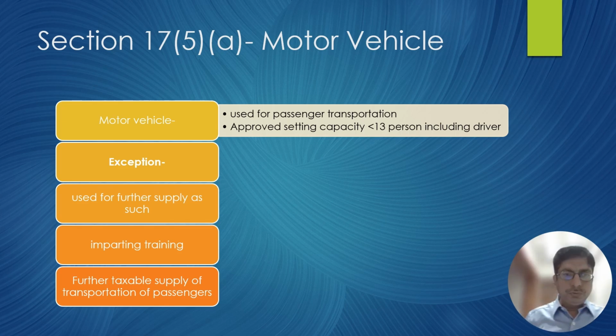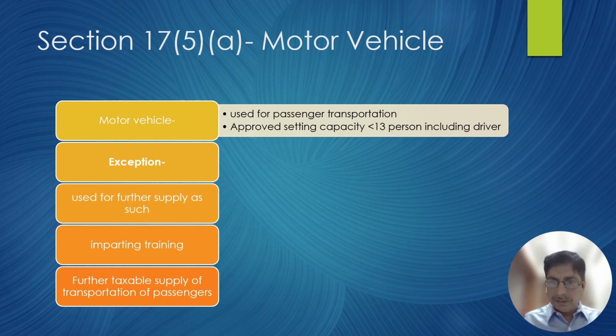Further, if that motor vehicle is used for imparting training, that is, how to drive that car, how to drive that jeep, the credit is available. The next exception where the credit is available is if it is used for further taxable supply of transportation of passengers, then the credit is available.